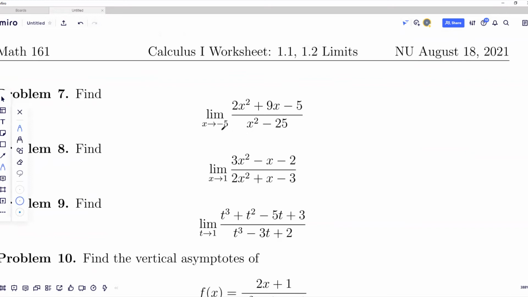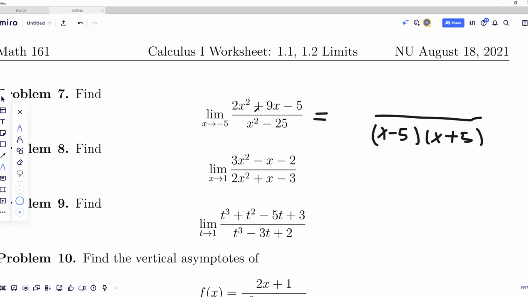Limit as x approaches minus 5. Let's expand our denominator as x minus 5 multiplied by x plus 5. Here we have an immediate hint that this term should cancel out with a term from the numerator. So one of the roots in the numerator should be minus 5.